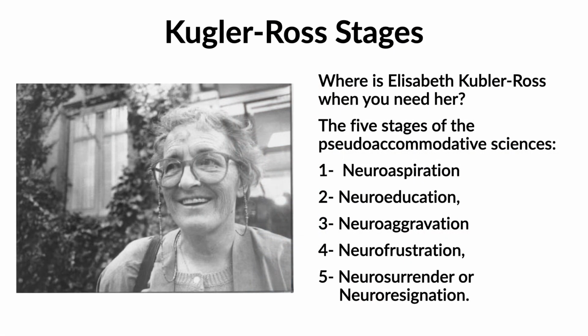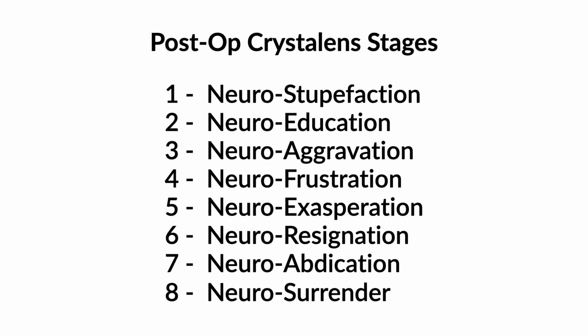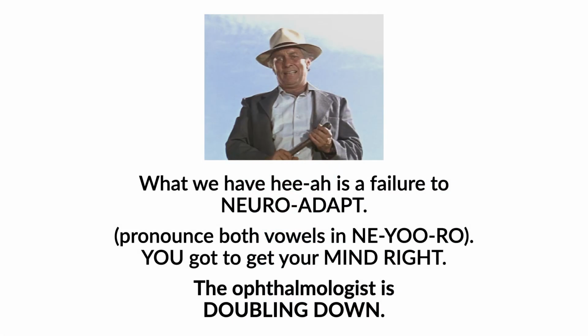You'd watch a patient go through kind of the Kubler-Ross stages here, or the 5 stages of the pseudo-accommodative sciences. And we had names for this, which I would just call neuroeducation, but they called it neuroaggravation, neurofrustration, neurosurrender, neuroresignation. What they called it was different, but that was what it was. And basically, psychologically, what we have here is you're doubling down. Well, this would work if you just did it right, if you just applied yourself, if you just practiced. If you did other things, it's got to be you that's not doing this. It can't be the technology. It's got to be you. You're just not trying hard enough.